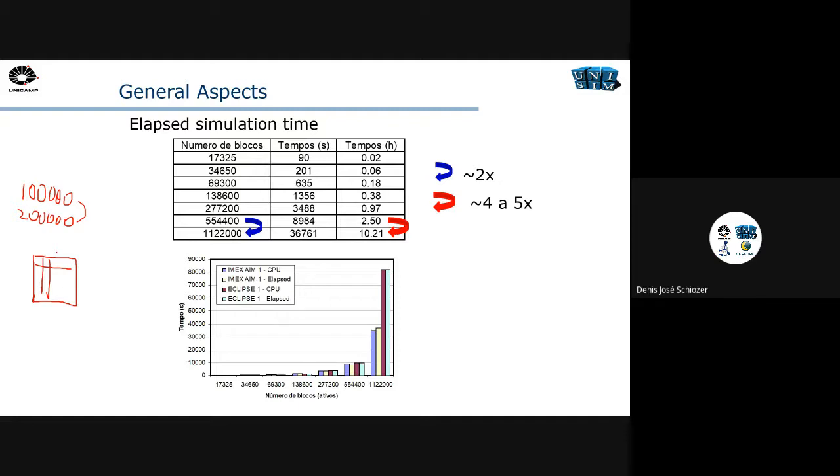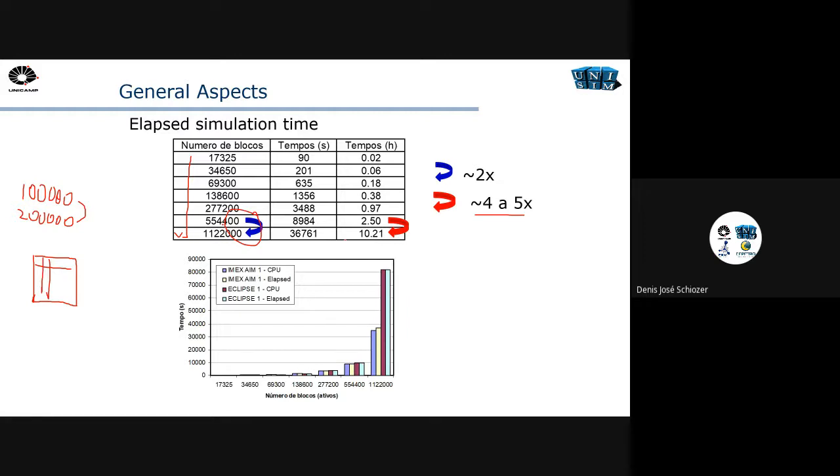When the blocks are smaller, the time steps are also smaller. So when we double the size of the reservoir, the number of blocks, normally we go from 4 to 5 times more. And here's an example where we are just changing the number of blocks. For example, from here to here, we are doubling the number of blocks, and from here to here it is about 4 to 5 times more simulation time.